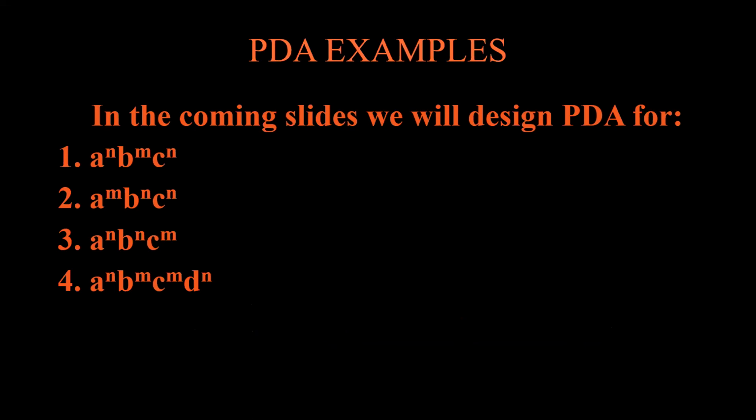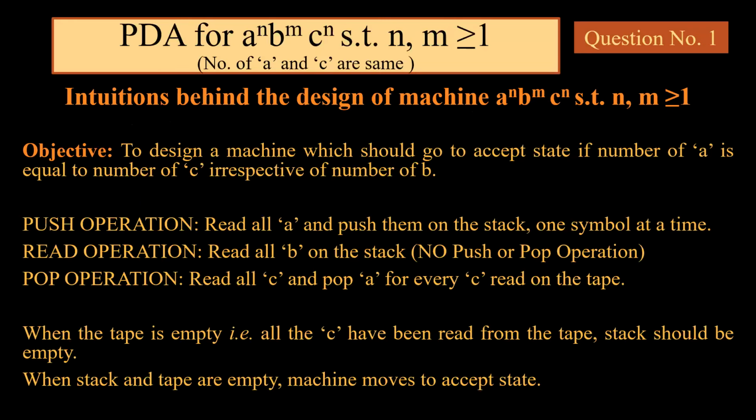For a^n b^n c^m, that is number of A is equal to number of B irrespective of number of C. And the last one is a^n b^m c^m d^n. That means number of B is same as number of C and number of A is same as number of D. So we start with the first question, that is a^n b^m c^n such that n, m is greater than or equal to 1.